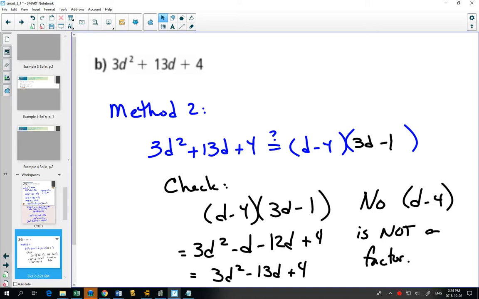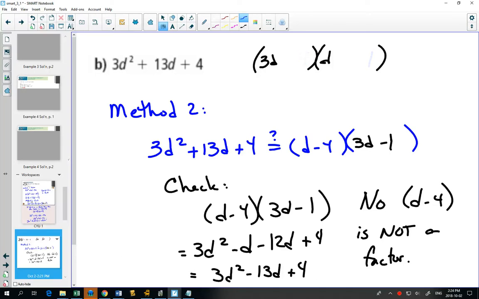Method 1 would be trying to factor this directly. It would have to be 3d and d. If I choose 2 and 2, I want you to see that you can never make 13. So I have to choose 4 and 1. If I choose 4 here and 1 here, the outside's 3, the inside's 4. That makes 7 or negative 1.